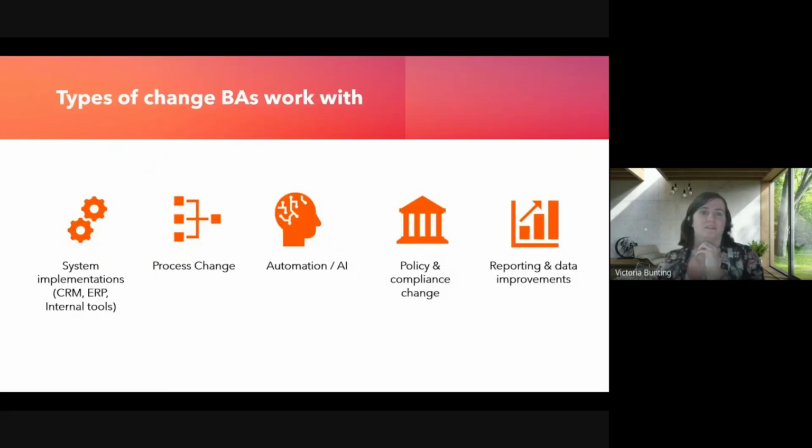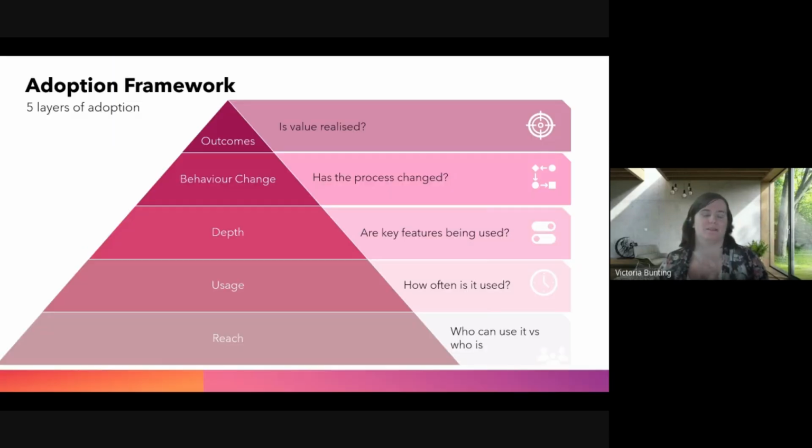So the types of changes that BAs work with, because obviously I understand people work in different industries, but there are various different ways that we can look at that sort of change and adoption piece. So this applies whether you're delivering a CRM, or internal tools, a process change, AI, policy or compliance change, or even data reporting improvements. Different solutions have the same sort of adoption problems, and so this is something that needs to be addressed. So how I work with this is I tend to adopt an adoption framework, which is a 5-layered adoption approach.